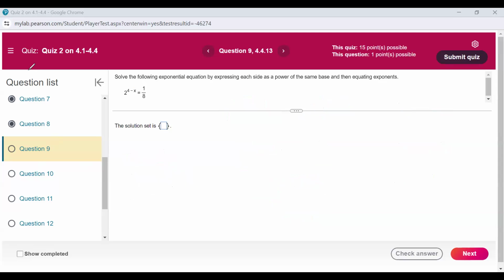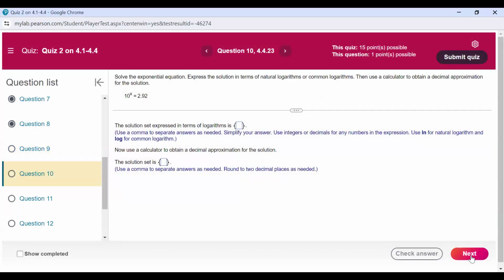Okay, let's go to the next one. Solving the exponential equation and express the solution in terms of natural logs or common logs. And then we're going to get the decimal approximation. So we have 10 to the x power is equal to 2.92. Because the base is 10, I'm going to use a common log. Common log is log base 10, where you don't write the 10 here.